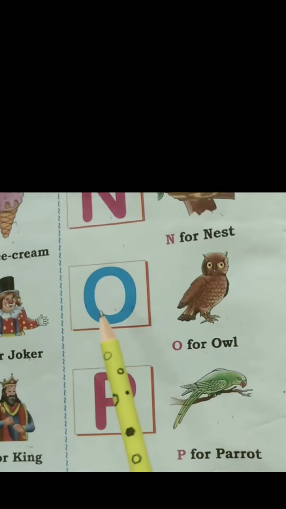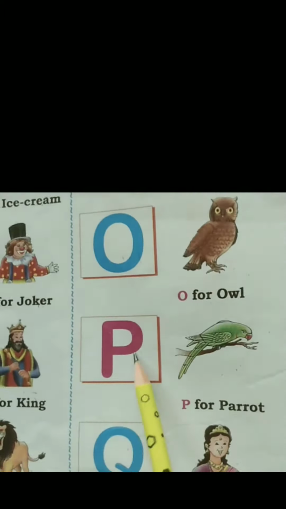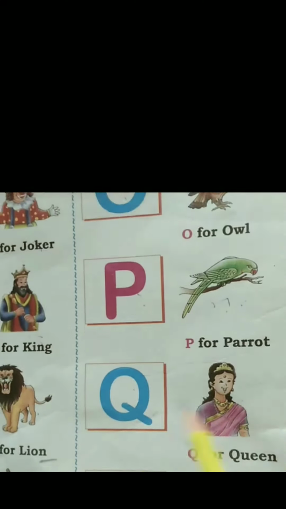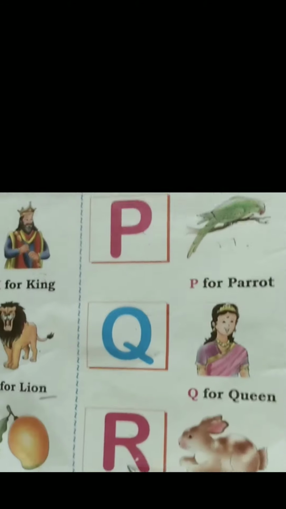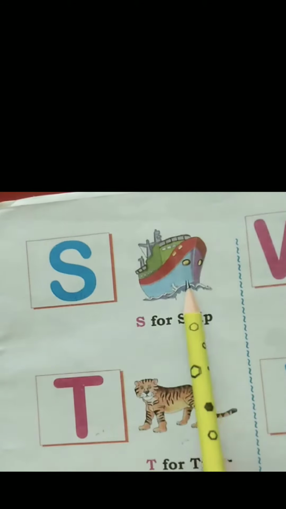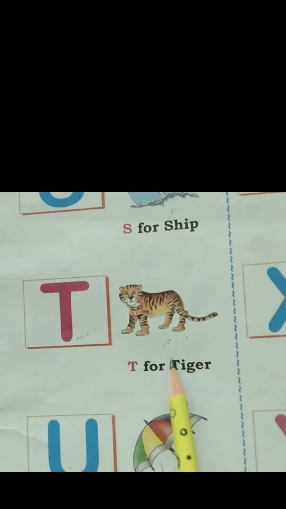O for owl, O for owl. P for parrot, P for parrot. Q for queen, Q for queen. R for rabbit, R for rabbit. S for sheep, S for sheep. T for tiger, T for tiger.